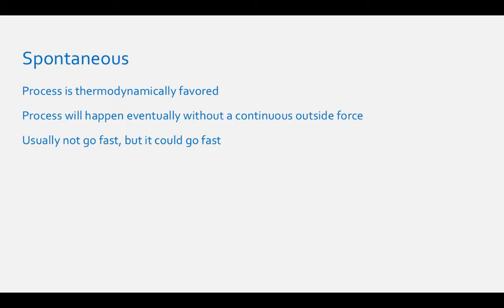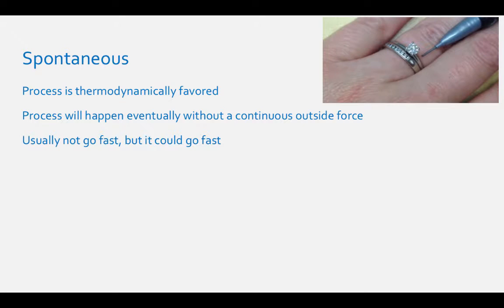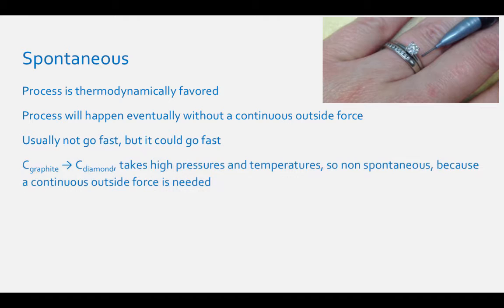Let me give you an example. Carbon can exist in a number of forms. Graphite that is in pencil lead can be converted to diamond, but it takes a lot of pressure and high temperatures to make this happen. So this is a continuous outside force that is needed to make this reaction happen, and this reaction is not spontaneous. So let's consider the reaction happening the opposite way, diamond converting to graphite.